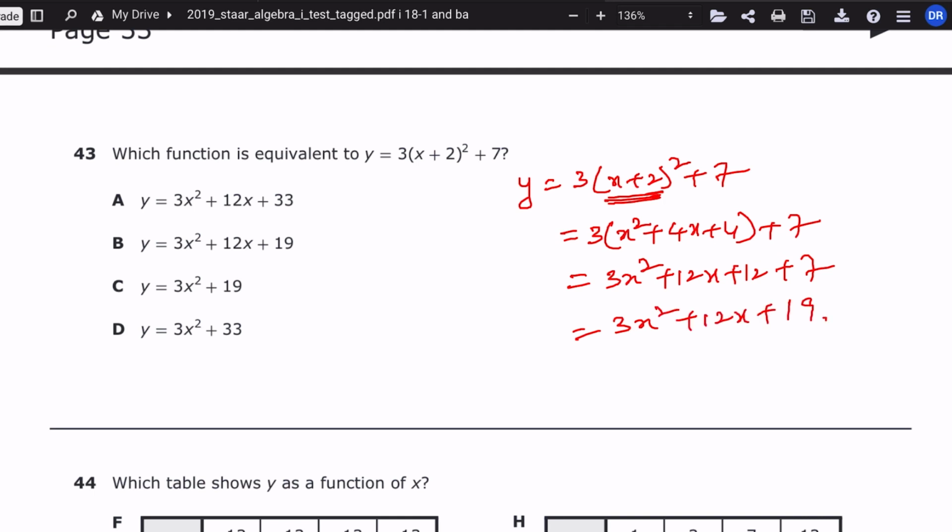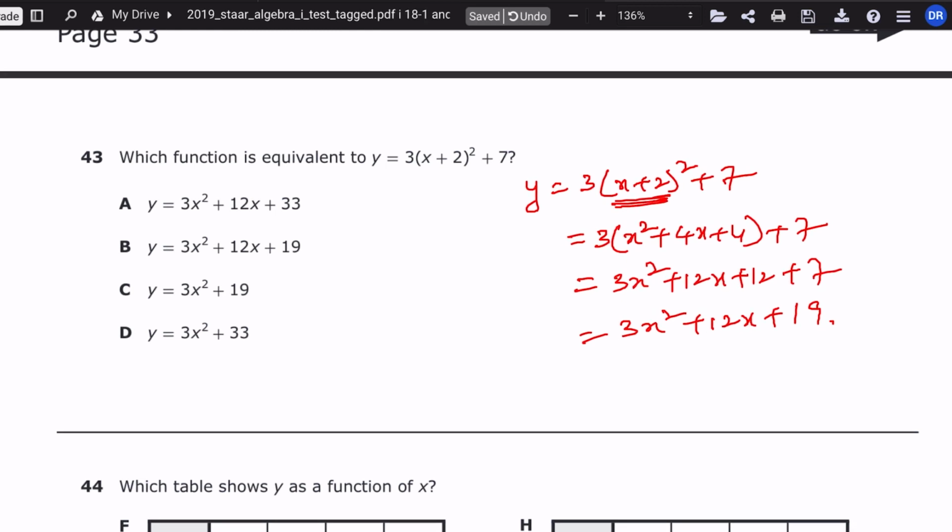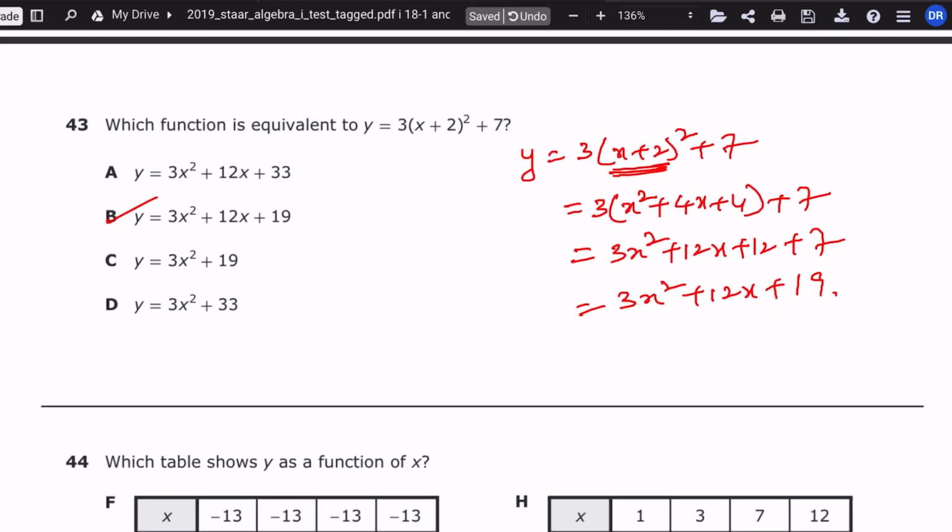So which option is correct over here? You are getting it as B over here. So 43rd is equal to B.